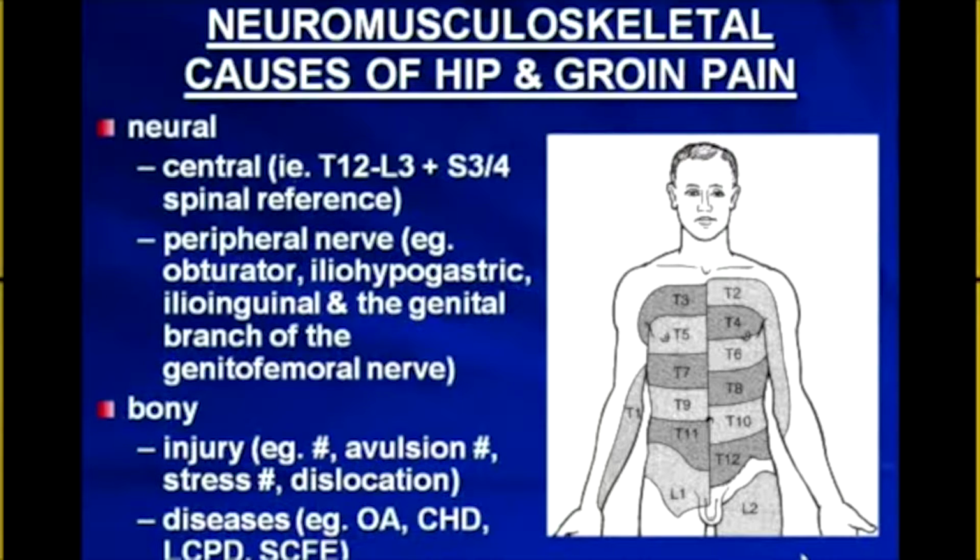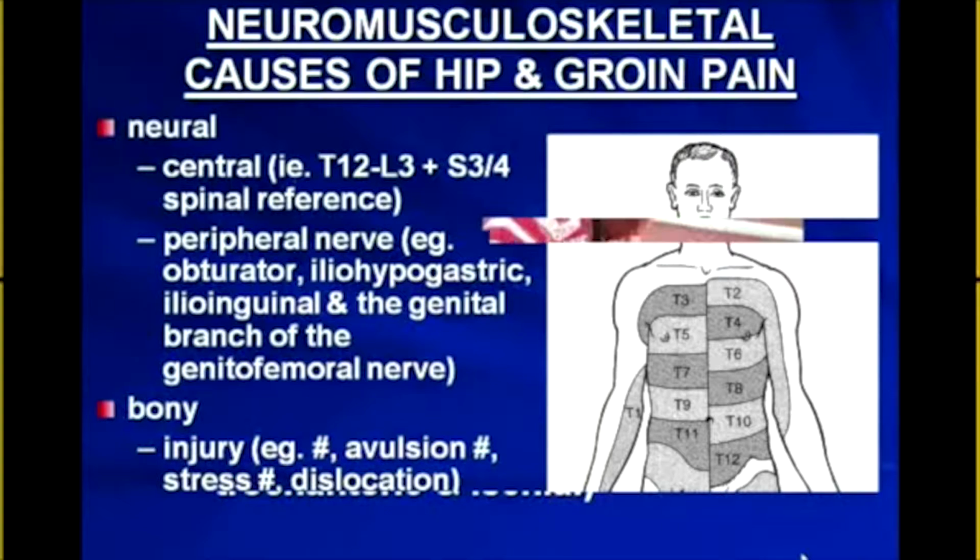We also have bony injuries, so we can have fractures, and avulsion fractures, which are more common in adolescents. We can have stress fractures in this area, dislocations, and then, of course, we'll talk later on about the childhood diseases such as congenital hip dysplasia, Legg-Calvé-Perthes disease, slipped capital femoral epiphysis, and also OA, whether it's primary or secondary arthritis. The hip is a favorite area for osteoarthritic change.